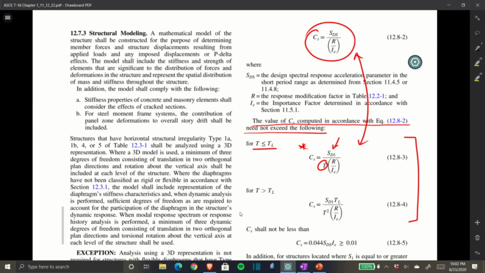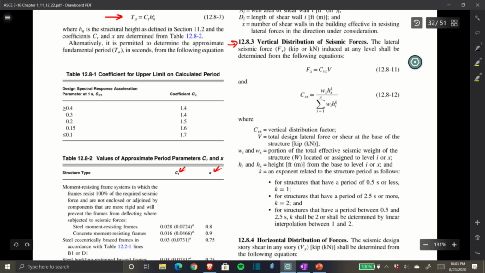So K is our exponent related to the structure's period, and that can be found in section 12.8.3. So let's get over there. All right, here we are, 12.8.3. If you look down below here, K, an exponent, like I said, related to the structure's period as follows. So for structures that have a period of 0.5 s or less, K equals 1. For structures that have a period of 2.5 s or more, K equals 2. And for structures that have a period between 0.5 and 2.5, K shall be 2 or shall be determined by linear interpolation between 1 and 2. So the value is based on the structure's period.